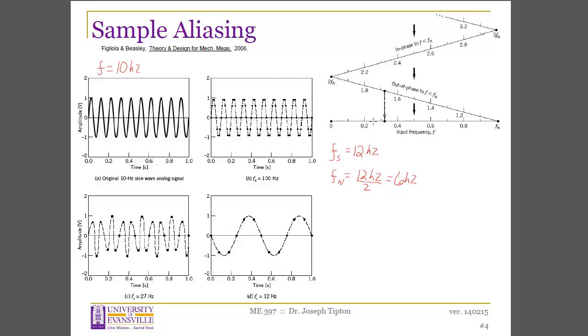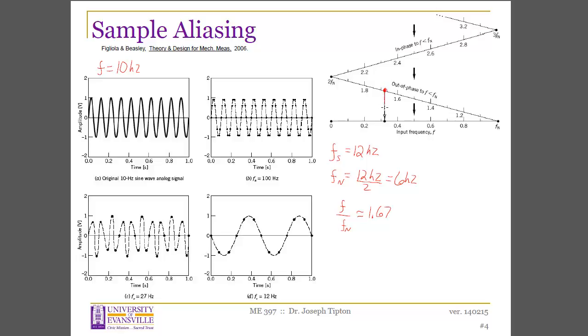Well, this is called a folding or fold-down chart, and I can use that to determine what the alias frequency will be. I'll take my incoming frequency and divide that by the Nyquist frequency set by my sampling rate, and that's going to be about 1.67. Well, I can come up here and find 1.67. There it is right there.